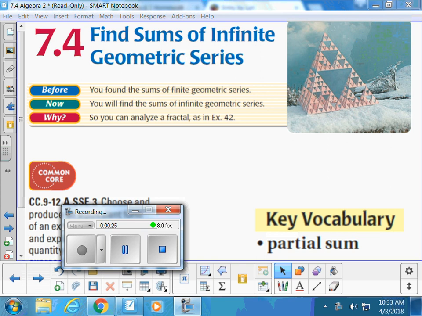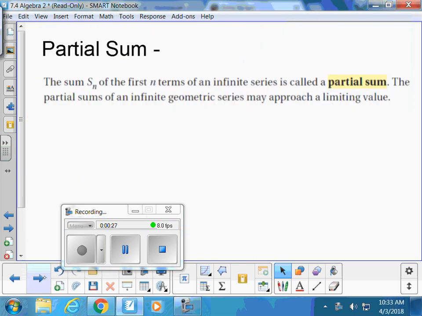Alright, so let's talk about what a partial sum is before we get crazy and add up an infinite amount of numbers. We're just going to add a partial sum. So it's up to you whether you write the definition down. Some people love definitions, some people just read them and move along. But the sum Sn of the first n terms would be called a partial sum.